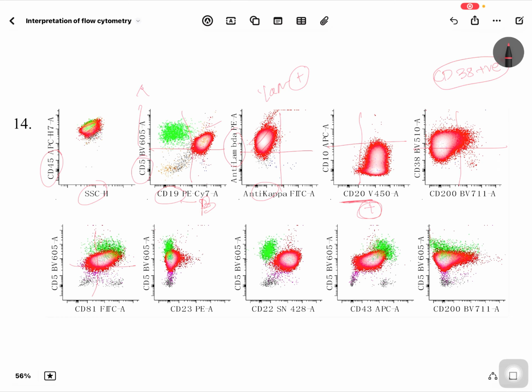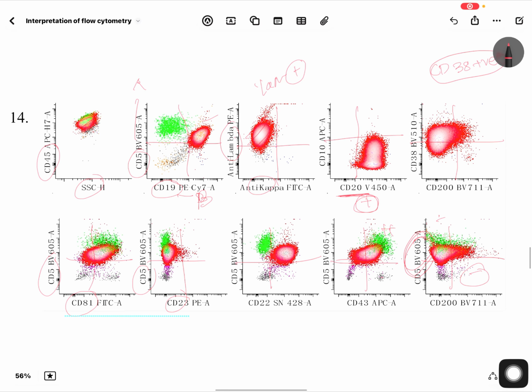Then I divide it again. CD5 is positive, CD81 is also positive. CD5 and CD23, again CD5 is positive. CD5, everything is positive. CD200 is negative. This is negative. This is positive. Both are positive. And here CD5 is positive.